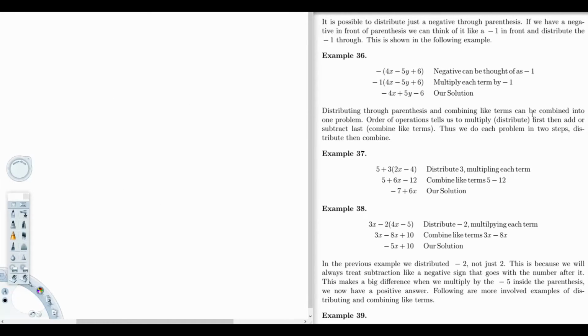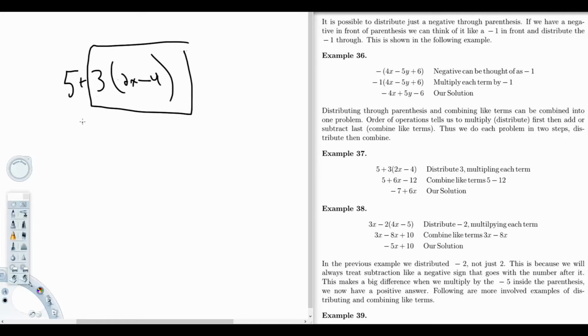Distributing through parentheses and combining like terms can be combined into one problem. Order of operations tells us to multiply and distribute first, then add and subtract last, combining like terms. Thus, we do each problem in 2 steps. Distribute, then combine. So let's take a look at this. 5 plus 3 times 2x minus 4. The first thing we worry about is the 3, because what this really says is 5 plus 3 times 2x minus 4. Normally we would multiply first, but we can't multiply it like we normally do because there's an x here. So 3 times 2 equals 6.